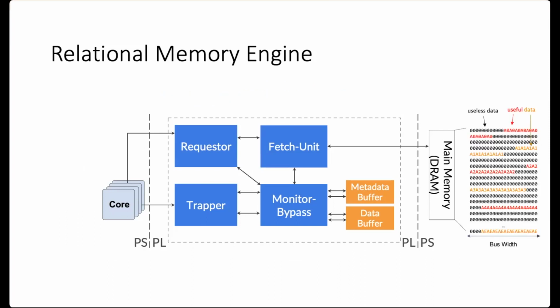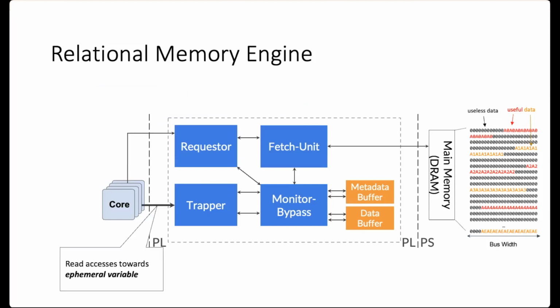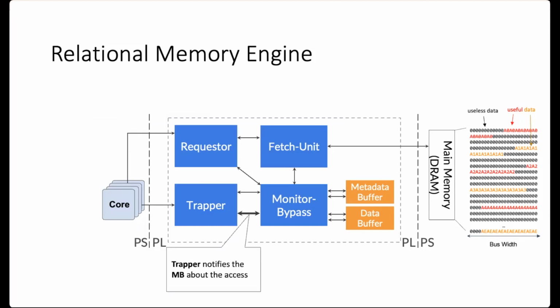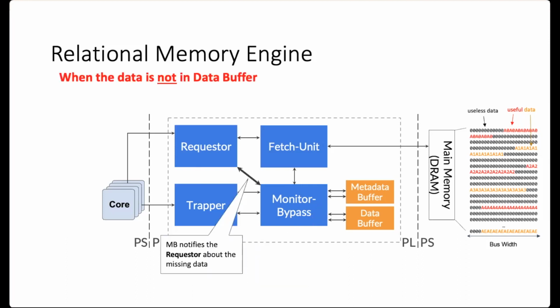In this example, the parts with colors are the desired columns, and the gray parts are useless data. First, the requester gets DB geometry about the base table and what are the desired columns. Then the trapper intercepts the read access towards the ephemeral variable. Then the trapper notifies the monitor bypass to check if the data is available. The monitor bypass checks the corresponding metadata to check the availability. When the data is not in the buffer, the monitor bypass notifies the requester about the missing data.